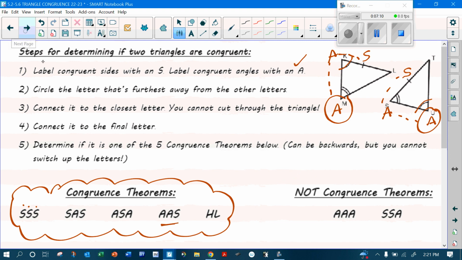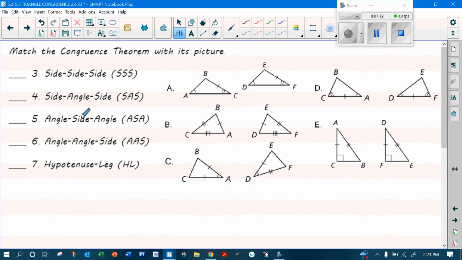So let's take a look at some examples. All right, so for example, if I'm looking for side, side, side, actually, let's just go through and label and then match them. So for example, this is an angle, this is an angle, this is an angle, and this is a side. This is an angle, this is an angle, and this is a side. So this would be angle, angle, side. So I'm connecting it around till I get to the end. So this is angle, angle, side.